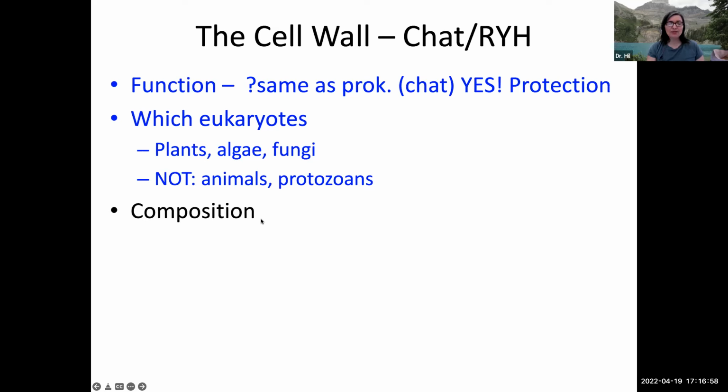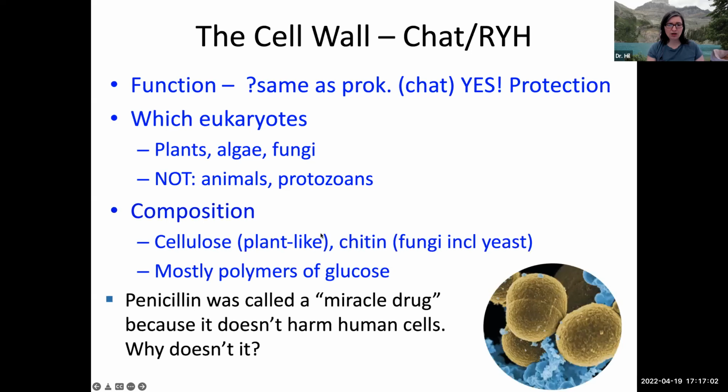Now the cell wall composition is distinctive between groups of microbes. So plant-like things like algae have cellulose as their cell wall, and the fungi, the microscopic ones and the macroscopic ones, but the microscopic ones are the ones we care about, like yeasts and bread molds. Their cell wall is made of chitin. And both of these are very similar molecules. They're polymers of glucose. They're just stuck together in different ways.